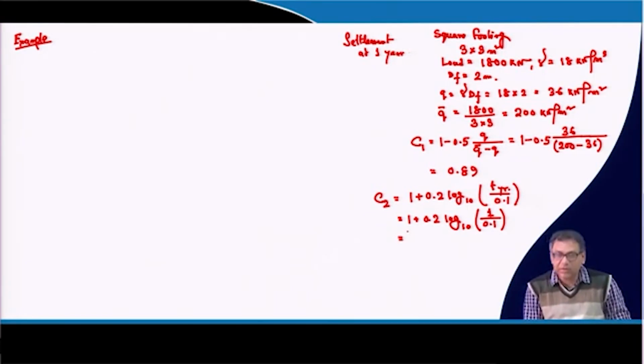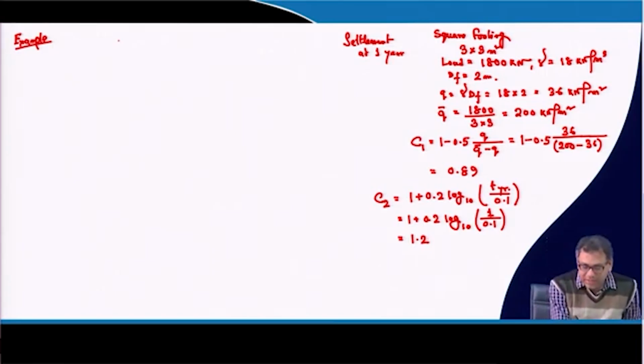You can calculate for a higher time period also, but as it is an immediate settlement for granular soil, if you increase the time, not much variation will happen. So, that means this is 1 plus 0.2, oh sorry, I have written that. The value which is coming is 1.2. Now the C1, C2 correction factors are determined. The next step is to determine the Iz value.